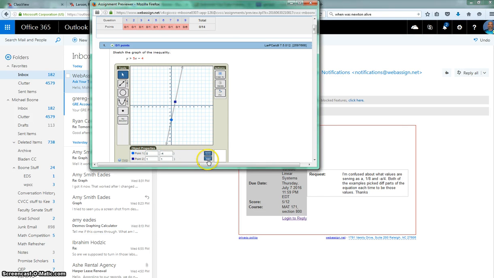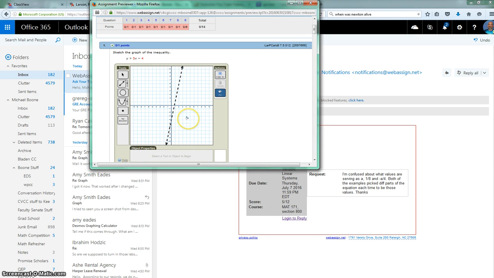Now I need it to be a dashed line because it's a greater than 5x minus 4. So that's something that I know, and I need to make it that dotted line. But I also need to fill it. Where is it greater than? Are the values over here make it greater than 5x minus 4, or over here?